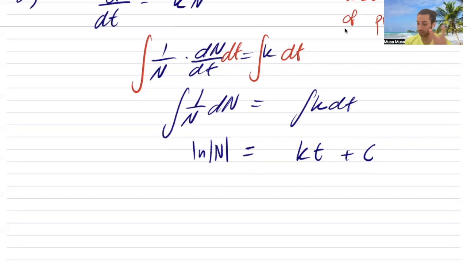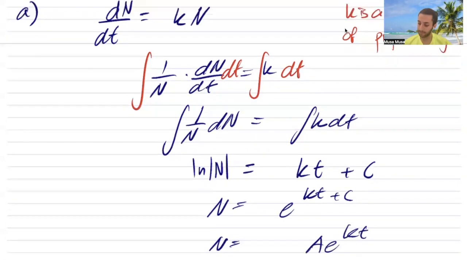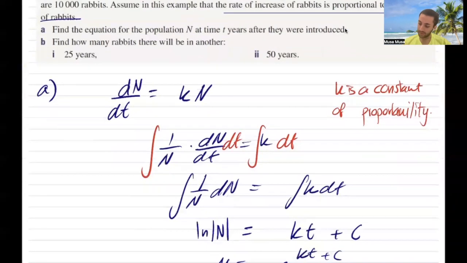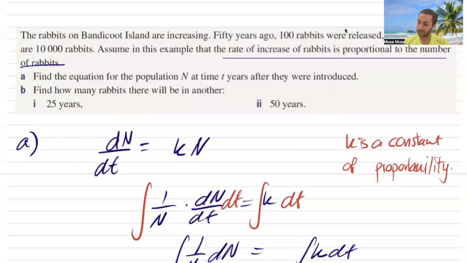Now let us rewrite this as n equals e to the kt plus c, which also means a e to the kt, because e to the c is just a constant. We can write that as a. Lovely. Perfect. So we did this. Now we have to try and find a and k.